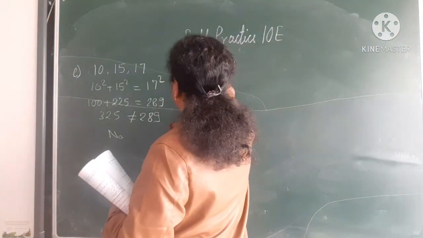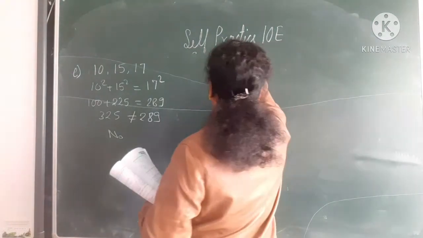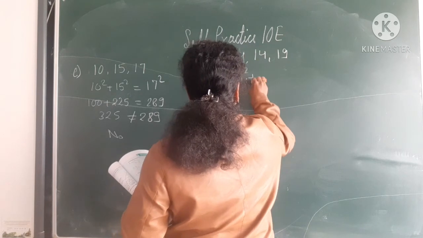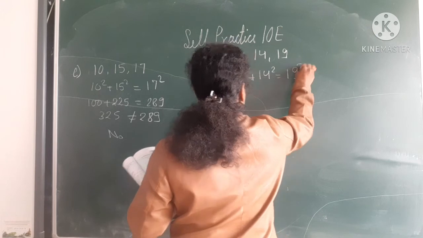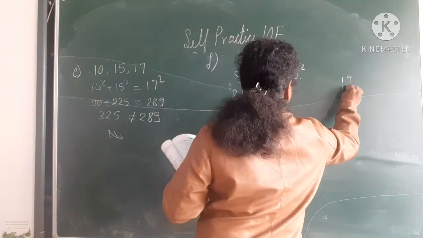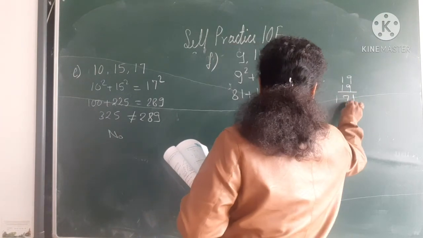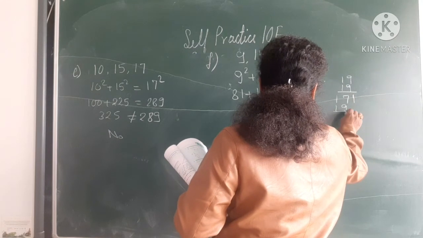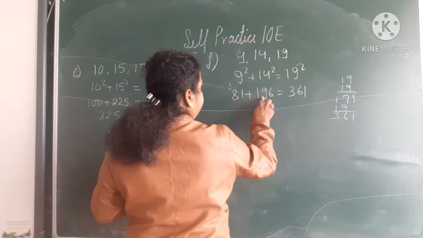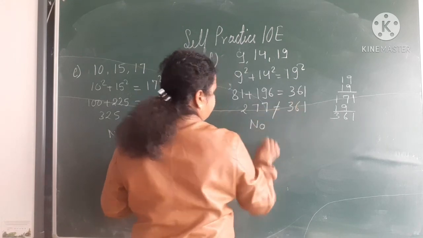Now see the F part. 9, 14 and 19. 9 square plus 14 square should be equal to 19 square. 81 plus 196, and 19 square is 361. 9 9 is 81, carry it. 9 ones are 9. 277 and 361. They are not equal to each other, so it will be no.